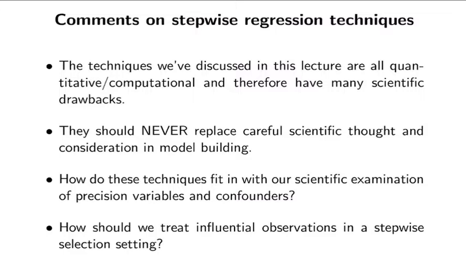And how should we treat influential observations in a stepwise selection setting? Don't forget, when you are dealing with a stepwise selection setting, you have to make sure that you don't have anything that has to do with outliers. Every other conventional assumption of ordinary linear regression has to be met as well. You get what I mean? So take note of that.